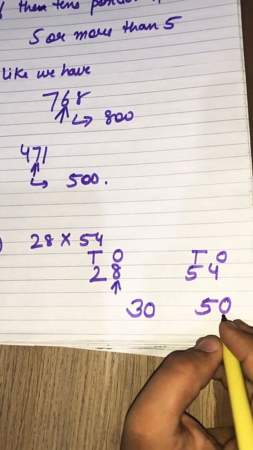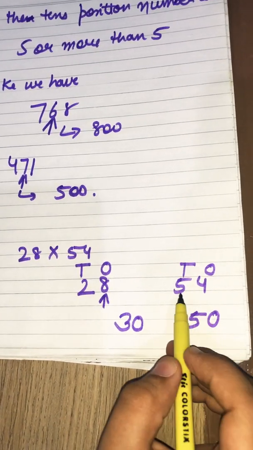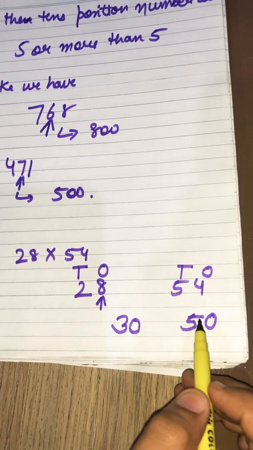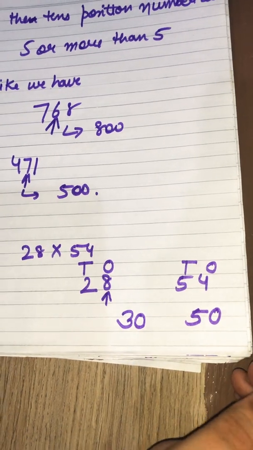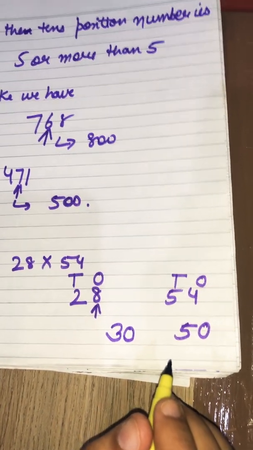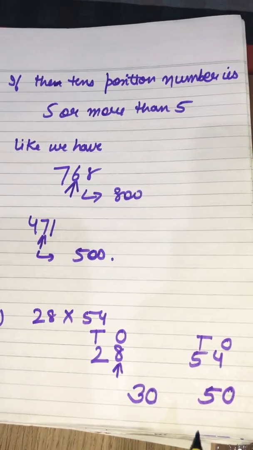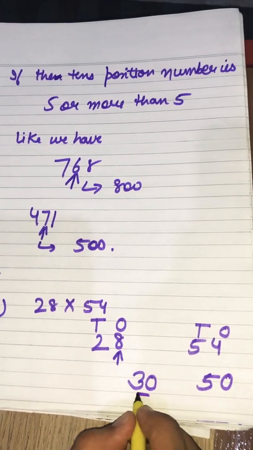No, it's 50. Like if we have 5 here, it will be 50. If there is 4, then it will be 40. Now to know the approximate or estimate value, we should multiply this 30 with 50.